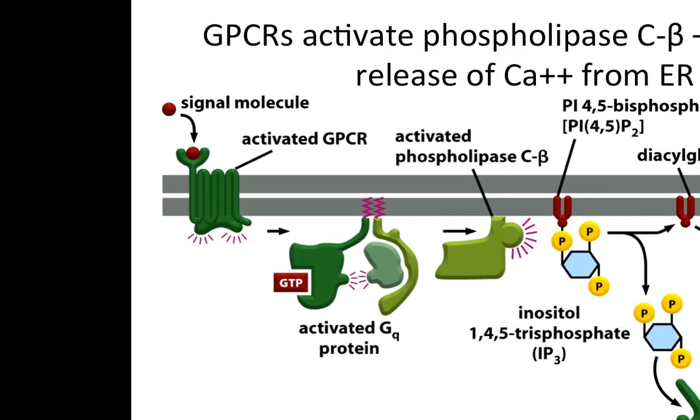So diacylglycerol makes a binding site for protein kinase C. And so it comes up there and binds to that diacylglycerol. And then IP3 is released, and it can go bind to what kind of receptor is this? Ion channel receptor. It can bind to this ion channel receptor and open it and release calcium from the ER. Now you have to ask yourself, okay, so what's the second messenger here?